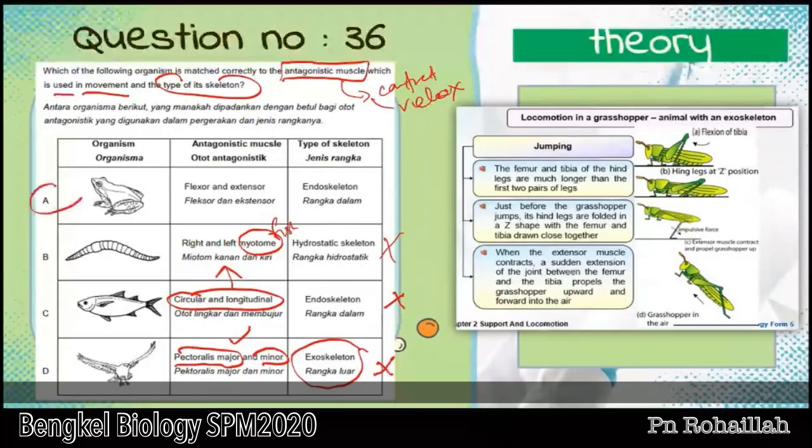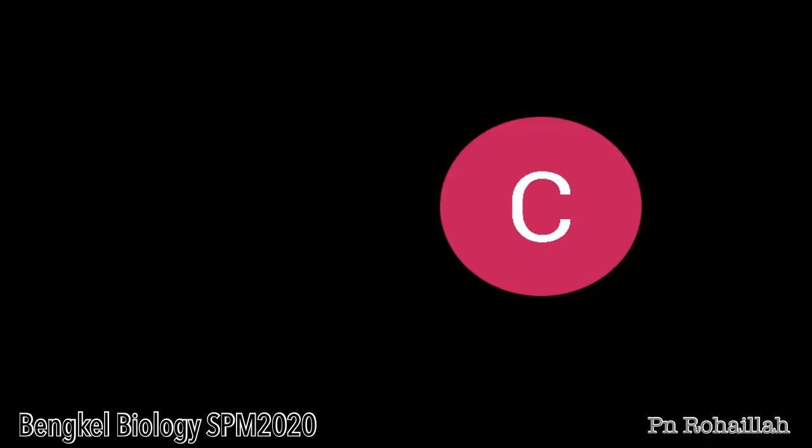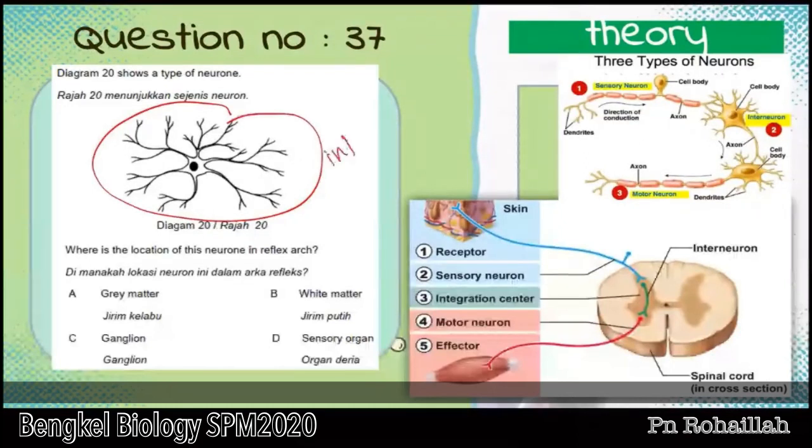Okay. Alright, next. 37. Neuron, type of neuron. So where is the location of this neuron in the reflex arc? Dekat mana location dia? So, the reflex arc involves the spinal cord. Dia tak involve brain. Dalam spinal cord there is white matter and also grey matter. So this is interneuron. Tulis. So interneuron is here. So this is the spinal cord.